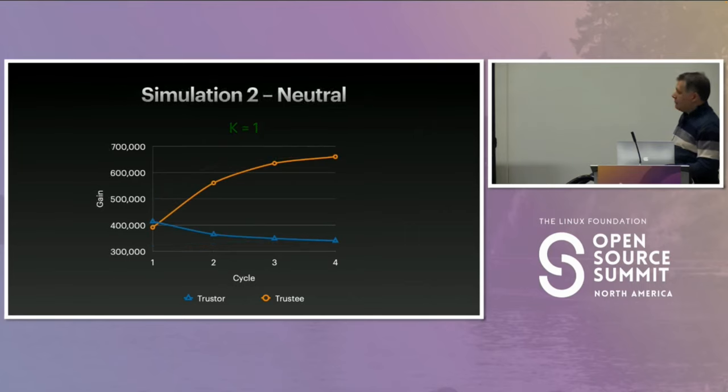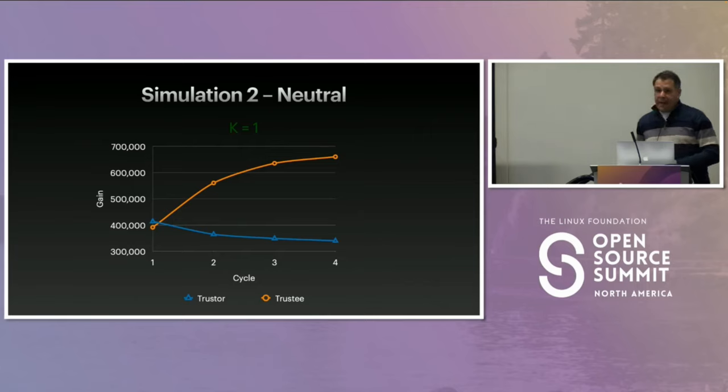The next one, you see the scale changed. It's going from 300,000 to 700,000. So the band is narrower. The value that is being created is less. But in this case over here, the trustor is sending something of value. The trustee is benefiting from that, but the trustor, well, is not gaining over time.